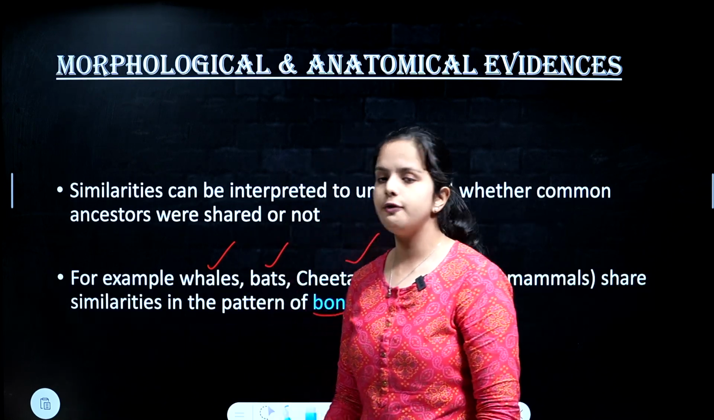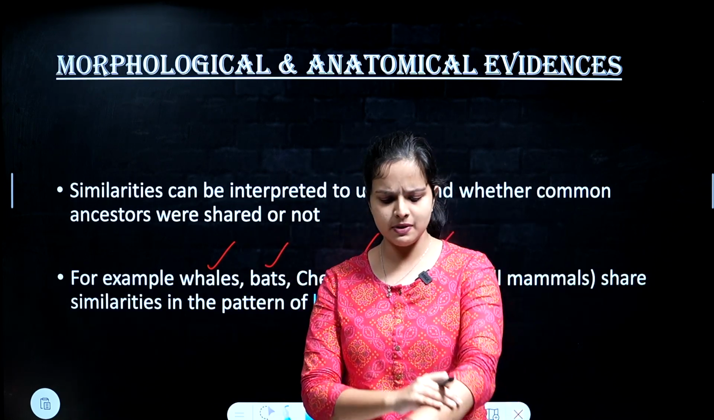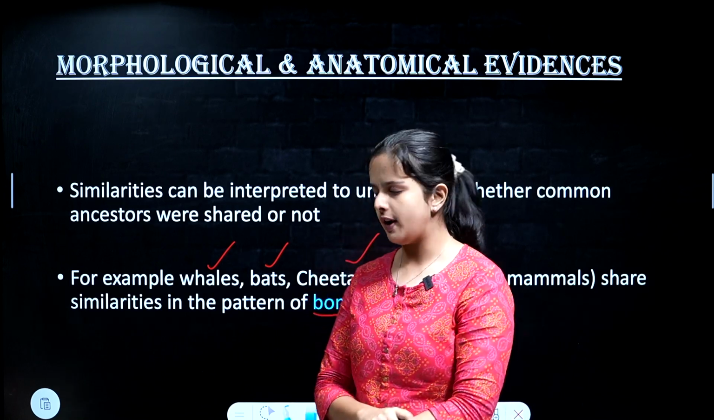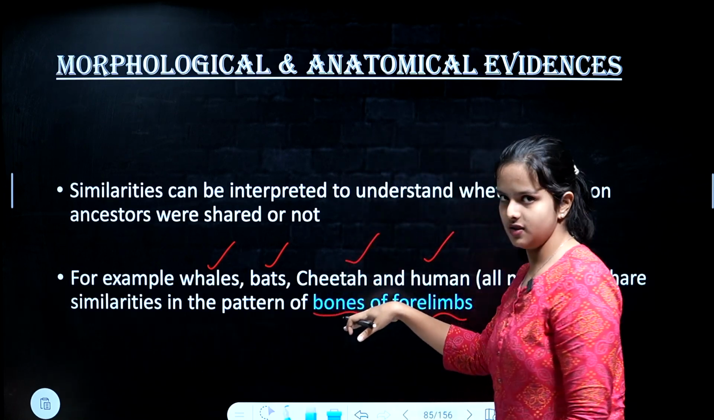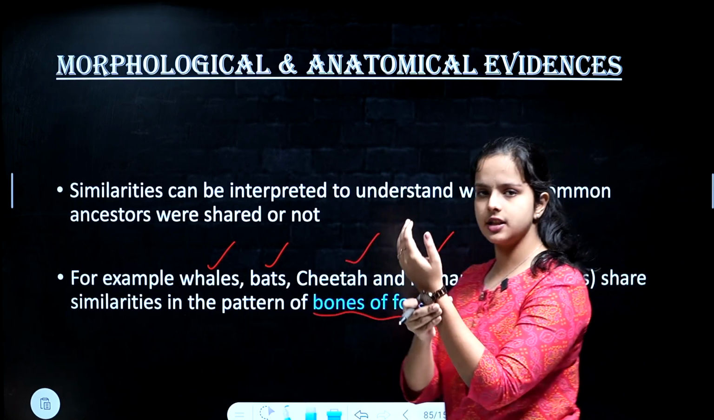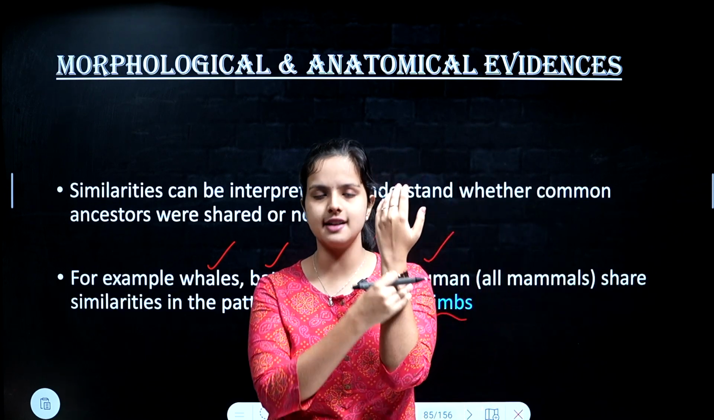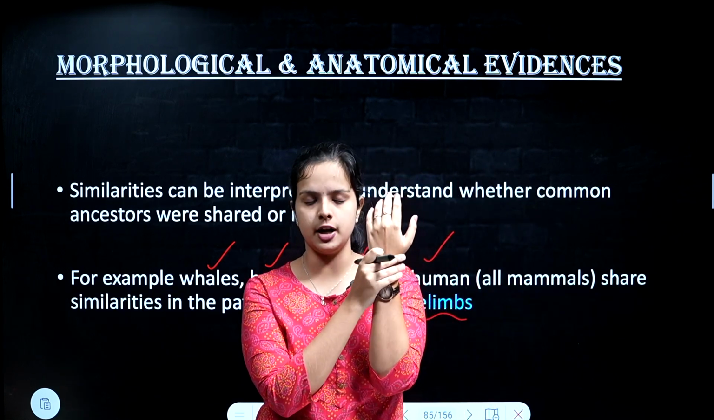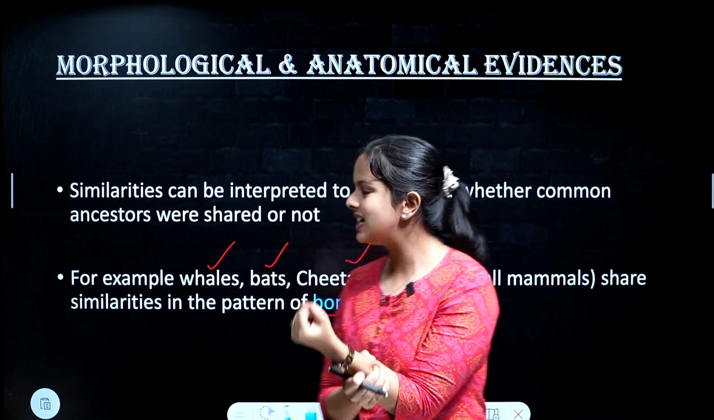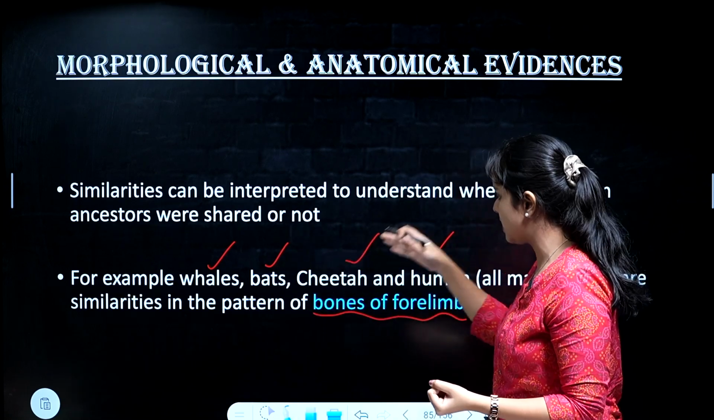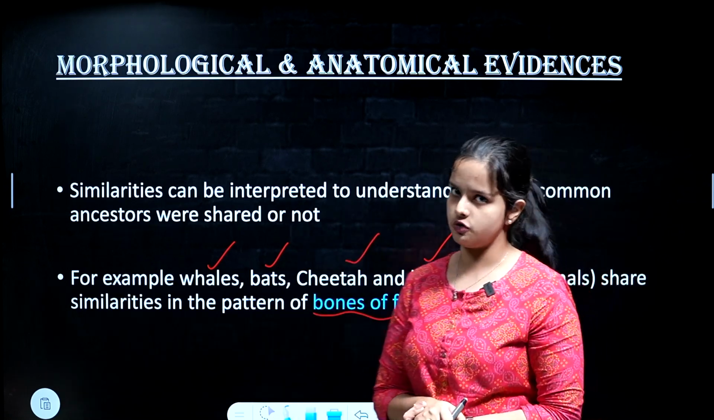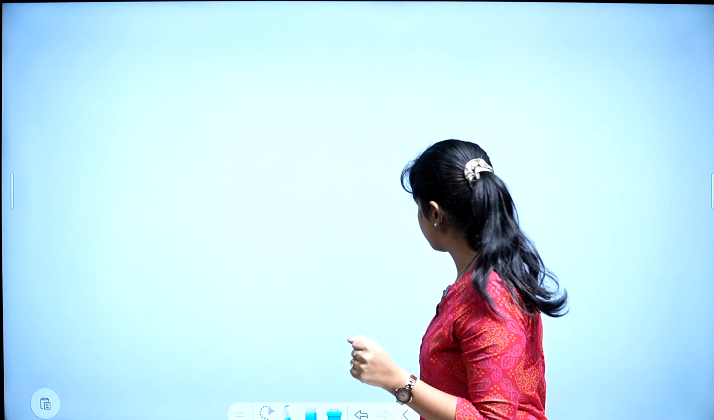If we look at the structure of the forelimb, the forelimb is something that we can see with a naked eye. But if we cut open the skin and look at the inside part, at the bones of the forelimbs, we can see that in the case of whales, bats, cheetah and human, we have a similar structure. I'll show you the structure.